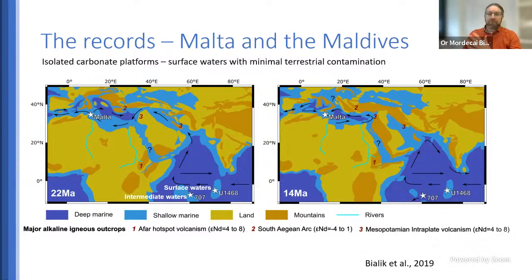And for that, we need to fingerprint the water column. We need to fingerprint specifically the surface waters. And we want to get that somewhere where we are not contaminated by the signal coming from terrestrial sources. So the ideal place for that is isolated carbonate platforms, which are shallow, far from continents, mostly carbonate. And we have that in site Q468 for the Indian Ocean side. And for the Mediterranean side, I went to Malta and collected samples there.